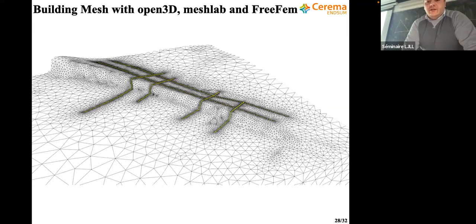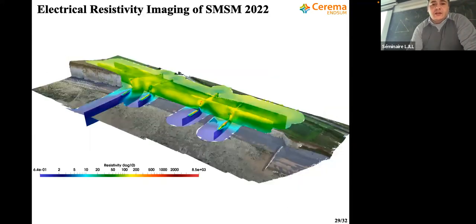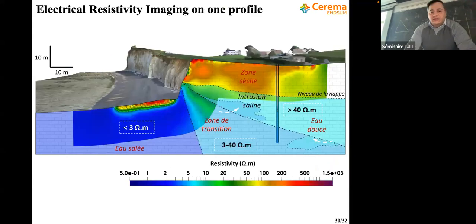What I've done with FreeFem is to adapt the mesh around the electrode positions here in 3D, following the distance to each one. This is the result obtained with their code, but it is mispatterned. So I use FreeFem in order to interpolate the solution on the whole surface that I built with FreeFem. As a result for their simulation, here in this zone we have salt water, in this zone a dry zone, and here a transition zone, what they call the biseau salé.